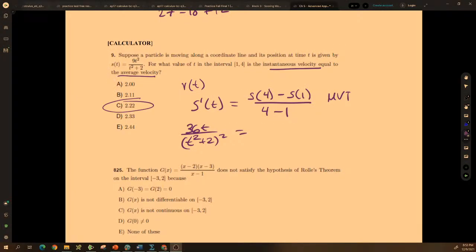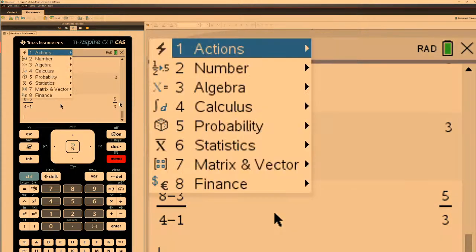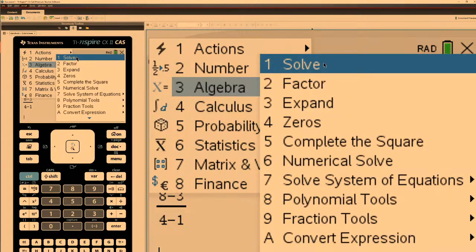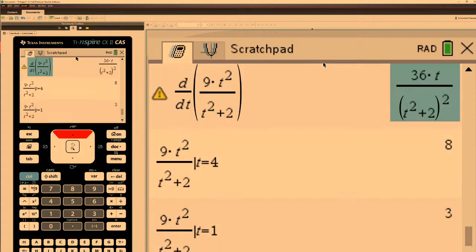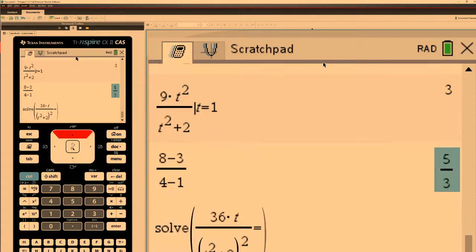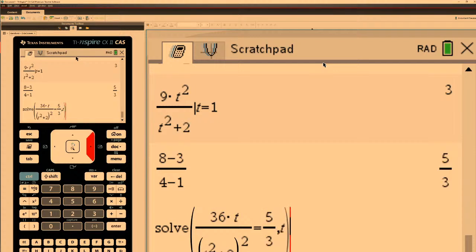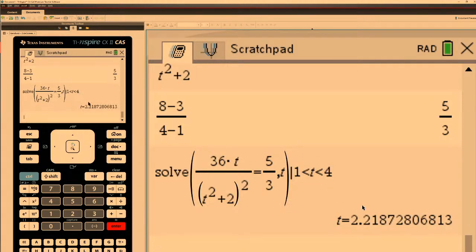So we'd come back over here to where we have our equation, and we do it, right? This is equal to 5/3. Now again, whenever I have this equal sign, that's the solve button. So I'm going to go back to my calculator and go to menu, algebra, solve, and then I can just pop way up here, grab this, get equals, go up 5/3, comma t, and again that control at 1 less than t less than 4, and I get the same answer. To me, it's a lot more work, but it might be the way that you naturally think about it, and so I wanted to show that as well.